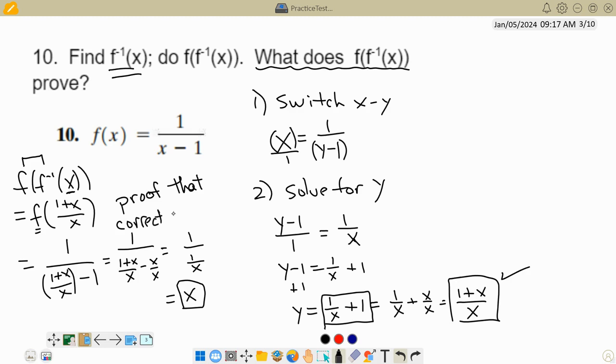So f inverse. Now, technically, we're supposed to do it the other way as well. We're supposed to go f inverse following f. But I just want you to show one of these. It'd take, I think, a little bit too long to do both of them. All right. Anyways, let's go on.